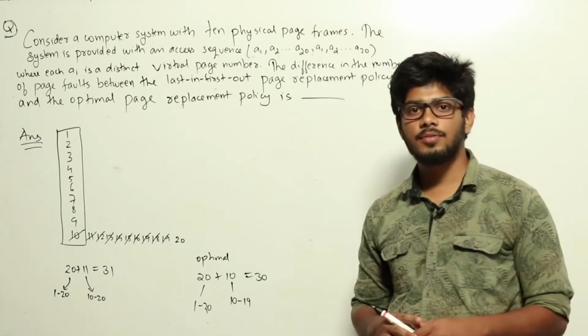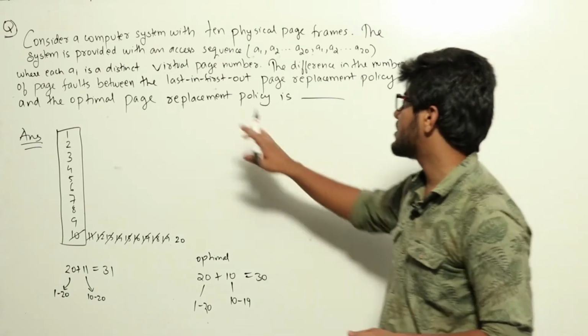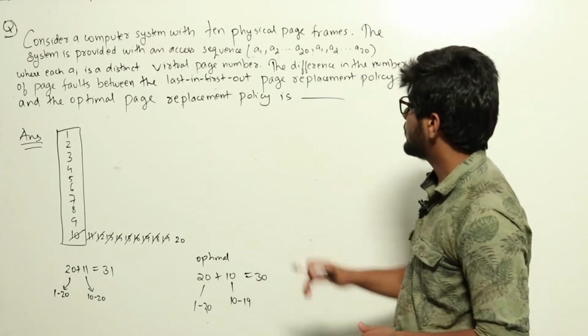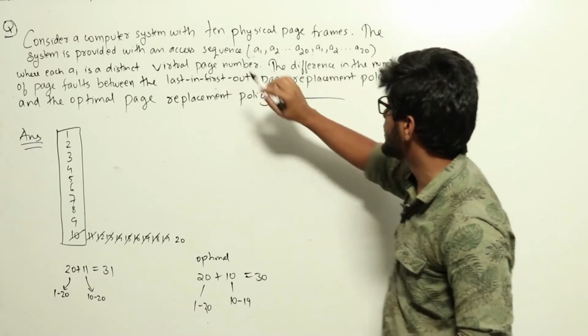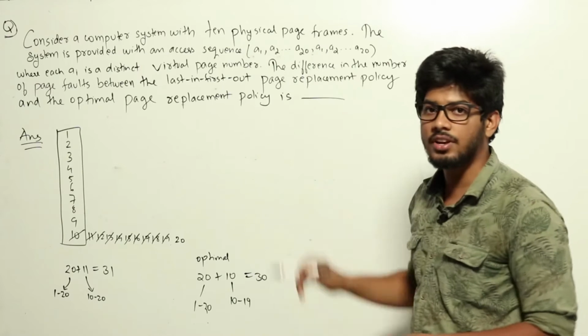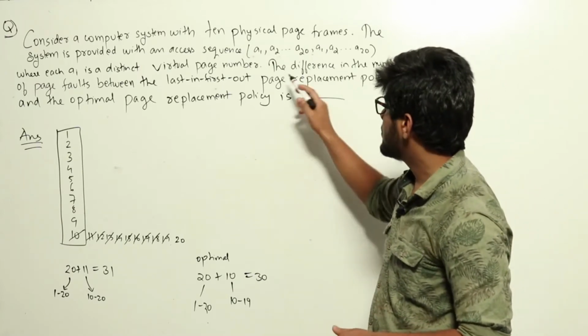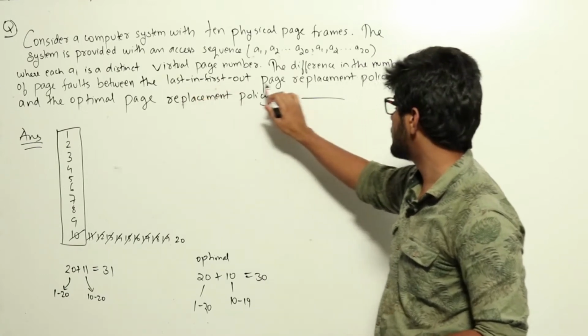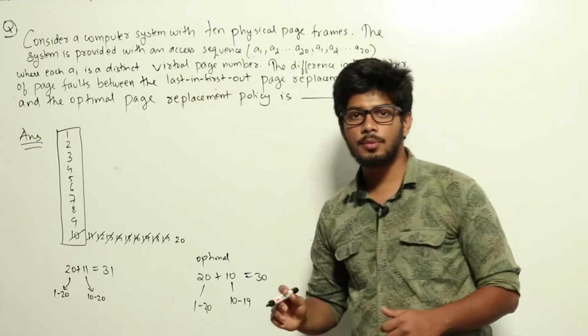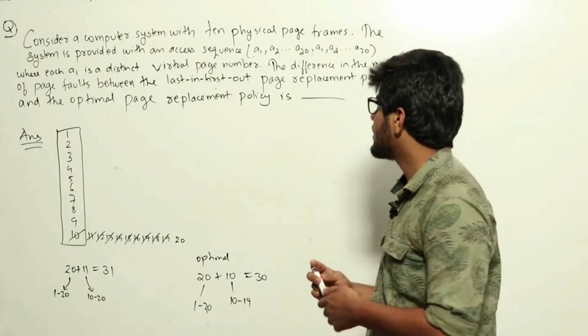So this is a question coming from the operating systems topic regarding page replacement policy. Here they are asking, for this particular access sequence, given that we have only 10 physical page frames available for the process, what will be the difference between the number of page faults generated by the last in first out page replacement policy and the optimal page replacement policy. So let's take a look here.